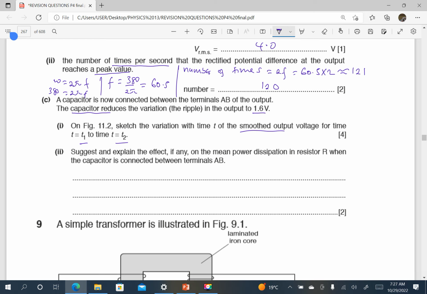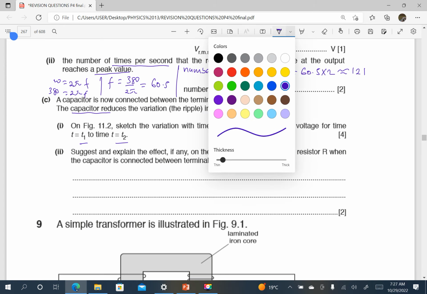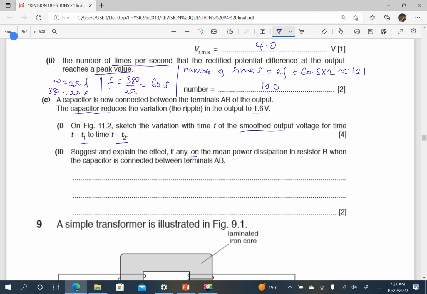Suggest and explain the effect, if any, on the mean power dissipated in a resistor R when the capacitor is connected between terminals AB. What happens when we connect a capacitor? We are seeing that the voltage is now not going back to zero. It means instead of the voltage going to zero, it is stopping at a certain value. This increases the average power available.